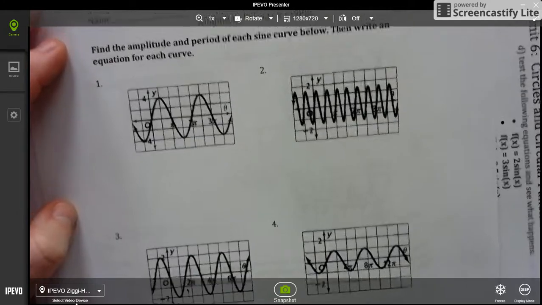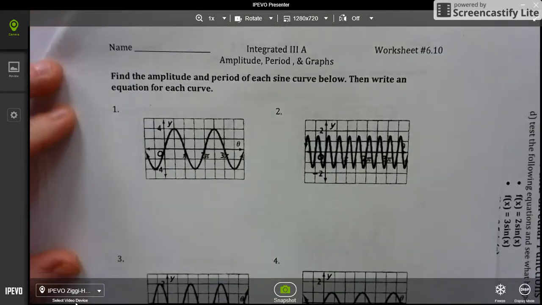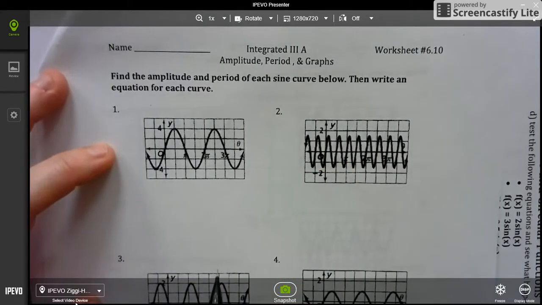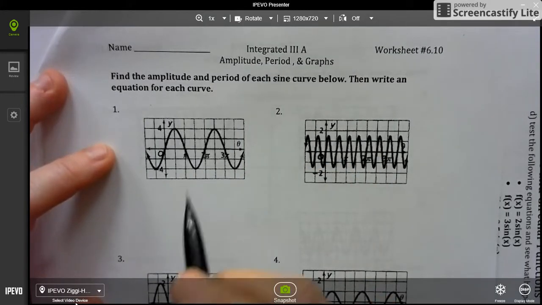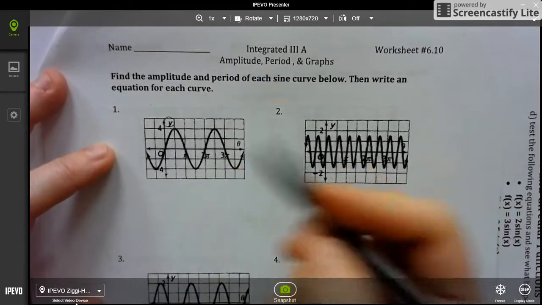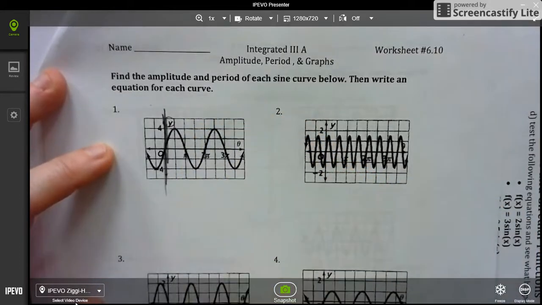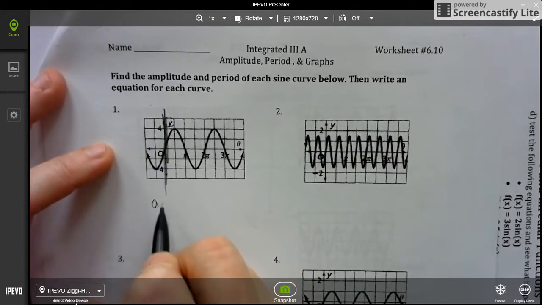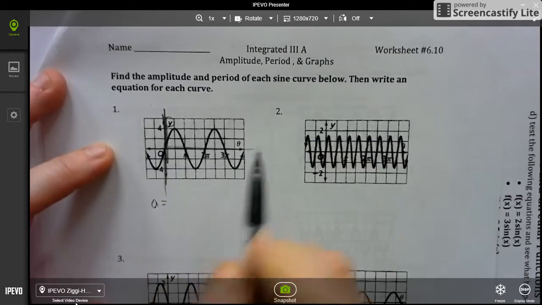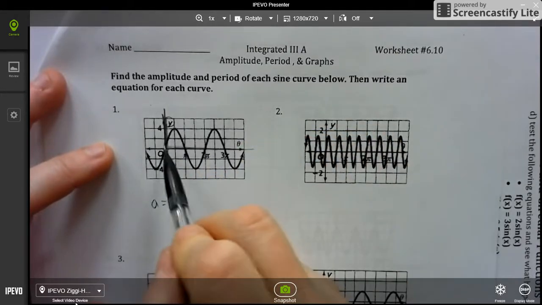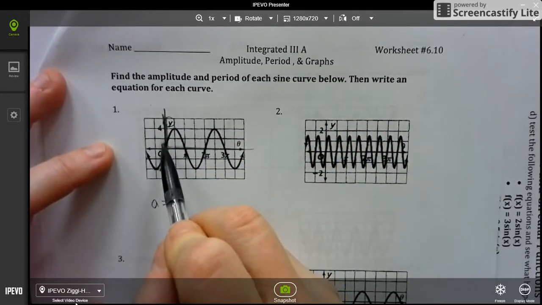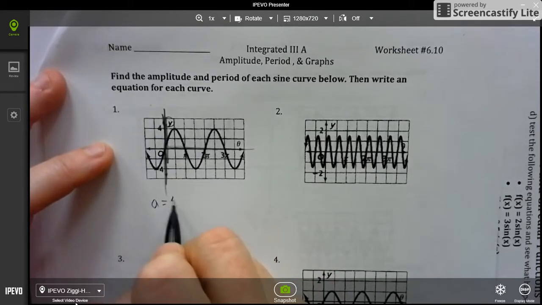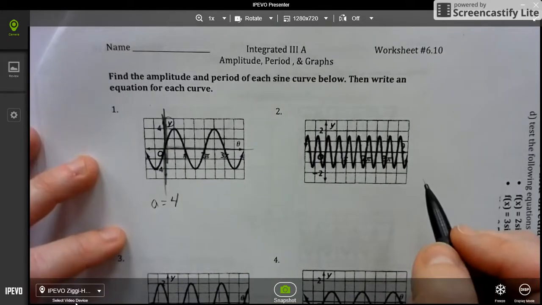Okay, whenever we have an equation on a worksheet like this, finding the amplitude and the period of each sine curve below, and then we're going to write an equation. So for this, you want to make sure you try to find where your y-axis is. And that's going to be this line here. To help me find my amplitude, I'm going to go to the center of the curve, and you're going to count how far up. Now notice, this isn't 2. The scale is to 4 to get there. So your amplitude from the x-axis up is actually 4 on this one.